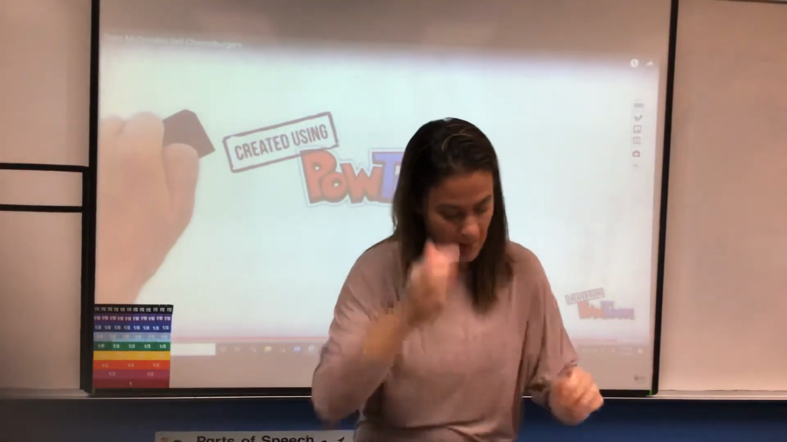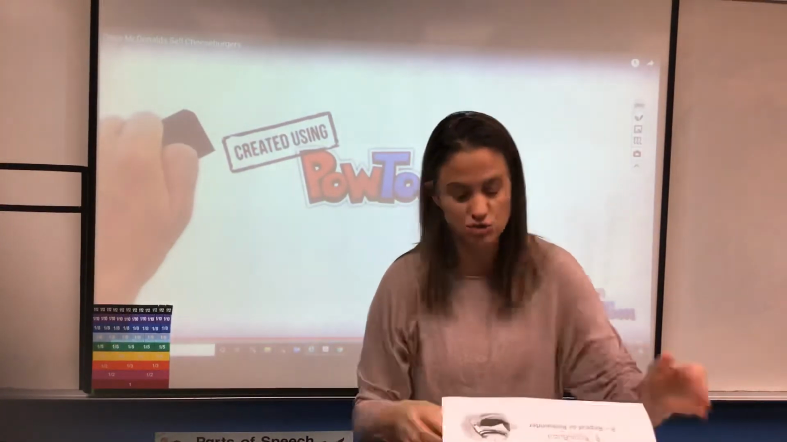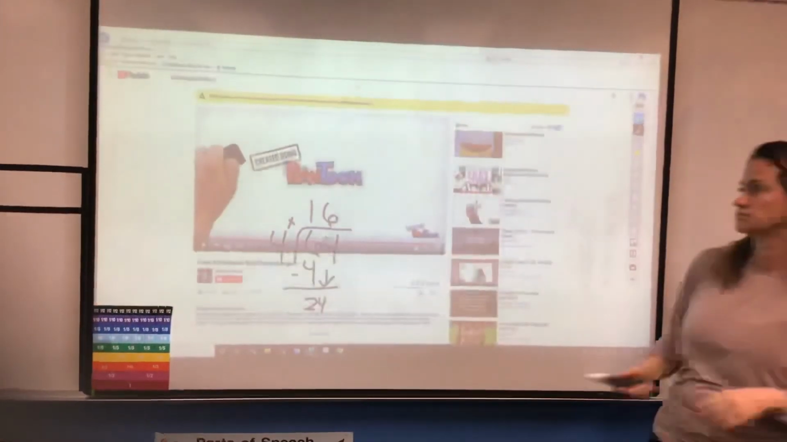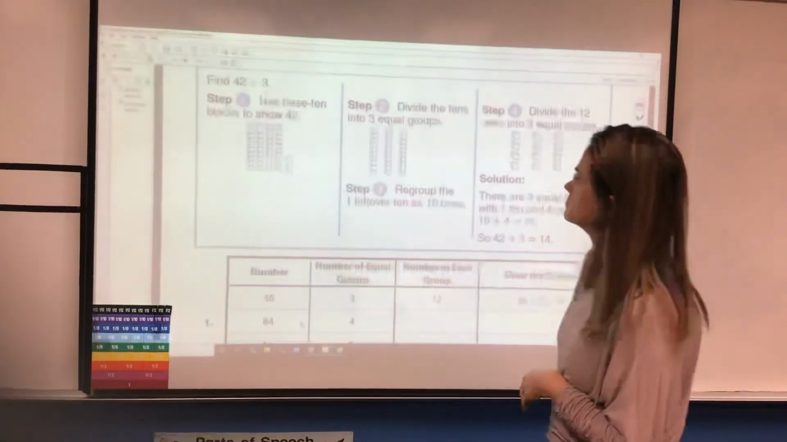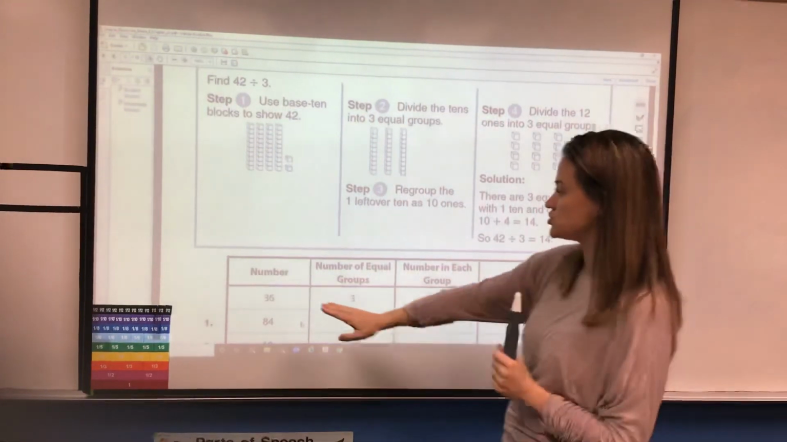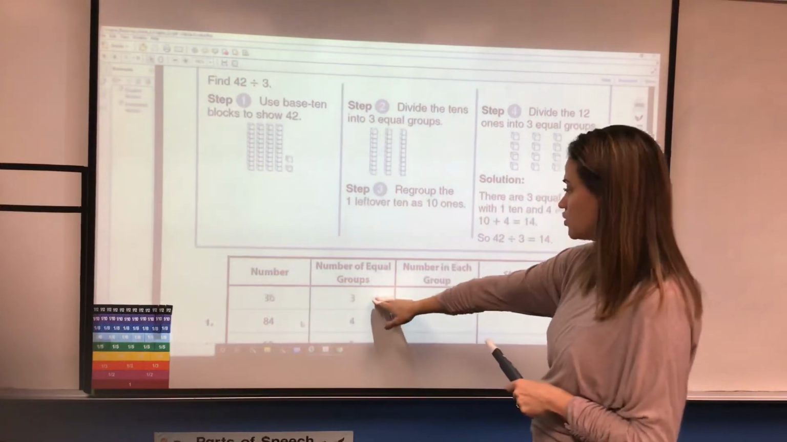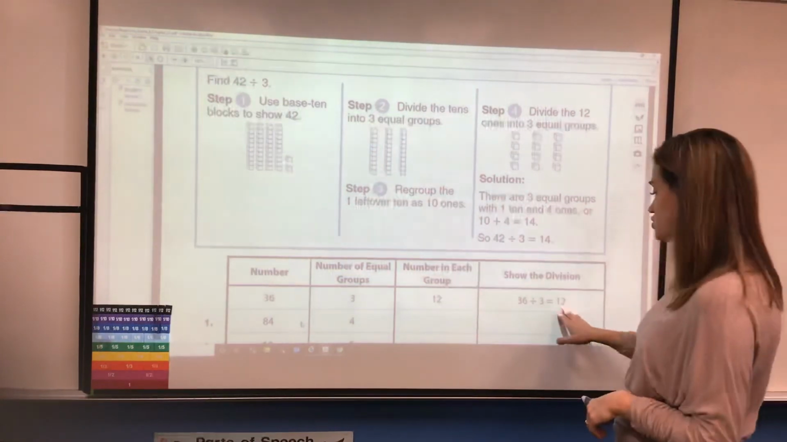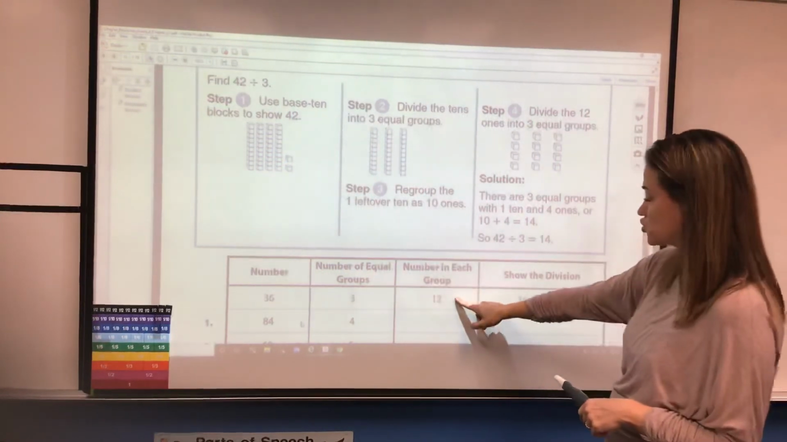So go ahead and look at your homework packet, and you should be on page 233. And it should look like this. It's very similar to yesterday's homework. You're going to start with the number, which is 36. You're going to divide it into 3 equal groups. And they have 36 divided by 3 equals 12. That's your problem. And your quotient, which is the number in each group, is 12.